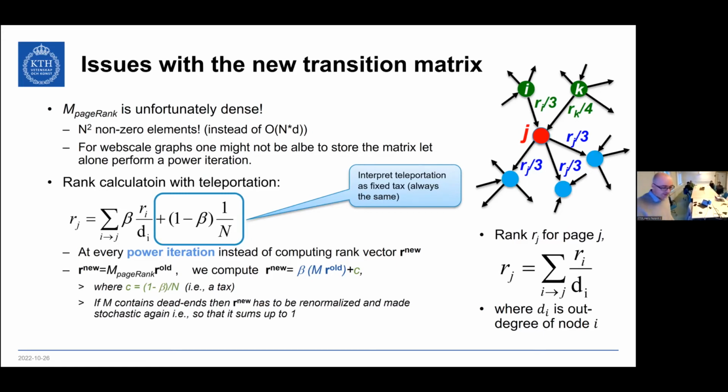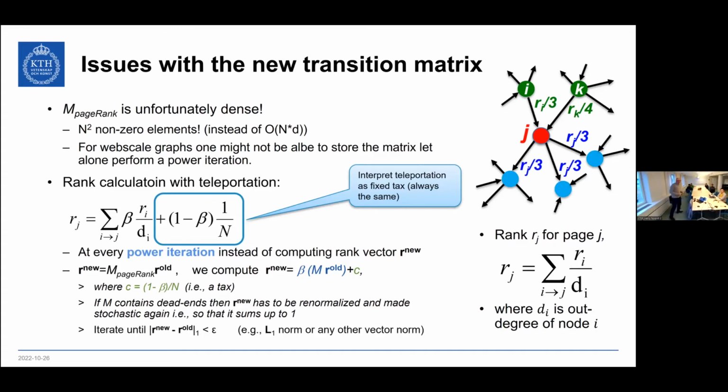And then again, if you have dead ends, then we lose stochasticity, so at every iteration we might need to renormalize. But that's technicalities. And then we do it until the two subsequent vectors are relatively similar. You can see here is the L1 norm, but any other norm or similarity between the vectors can work fine too. So that's how the PageRank was practically calculated. It was not calculated with this dense matrix, it was actually done with this tax.